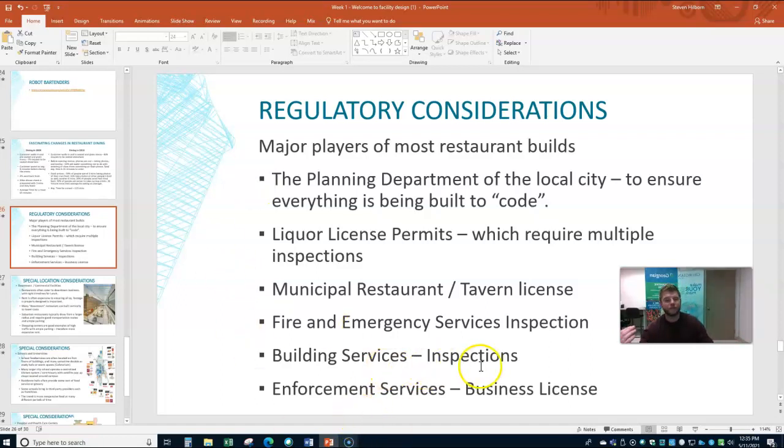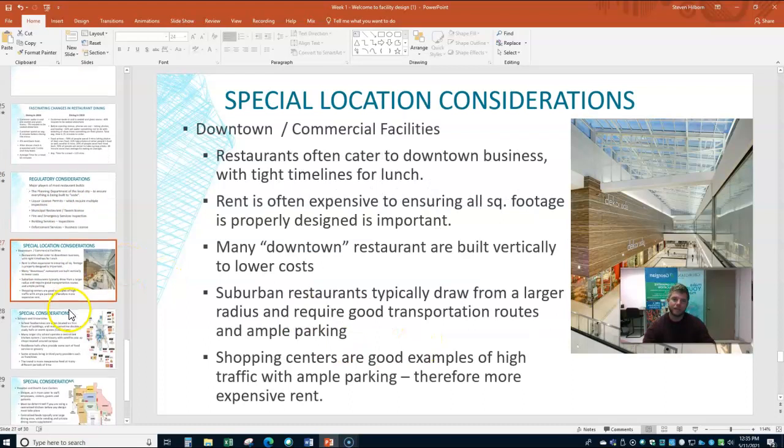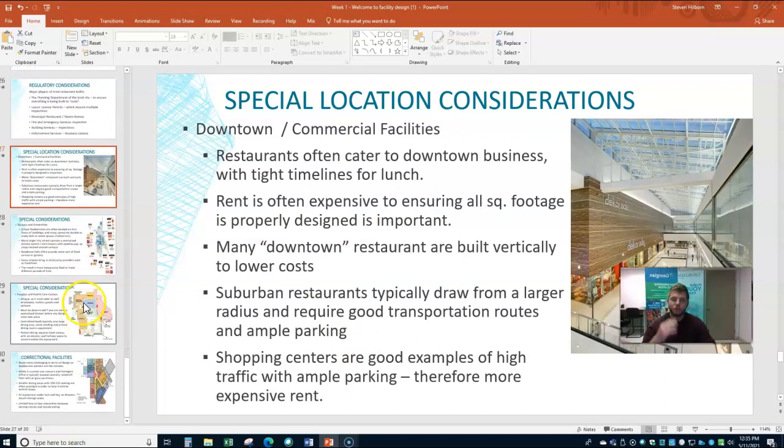Other building services, bylaw enforcement services, business license. These are some of the things that we will go through. And then we also look at four special considerations, or location considerations, that you want to think about. So yes, there are these trends that are affecting food service design, but also location considerations really affect how we design restaurants. And one thing, as an example, is a downtown or commercial facility.